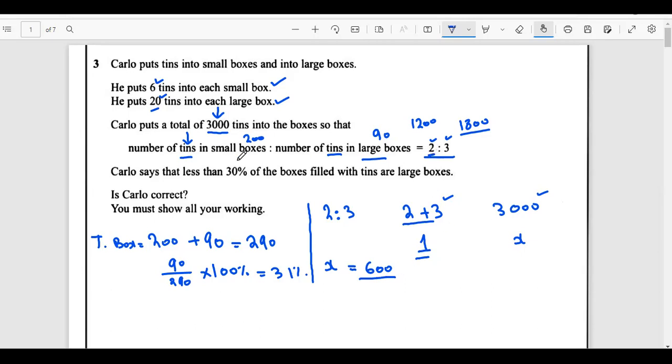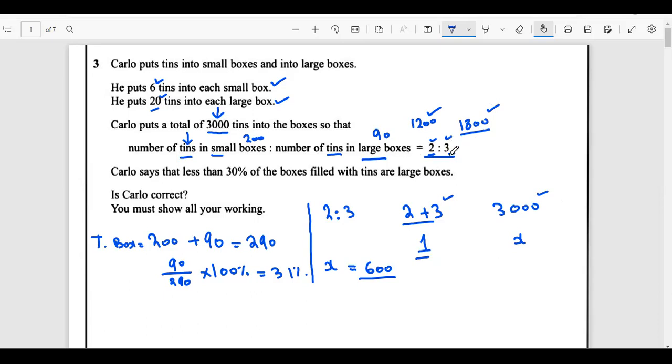So if we have 2 units for small boxes, it would be 1200 tins in the small boxes, and then you divide it by 6 because it's the tins in this. Yes, that makes more sense. That's where I was going wrong. I thought it was just, yeah.